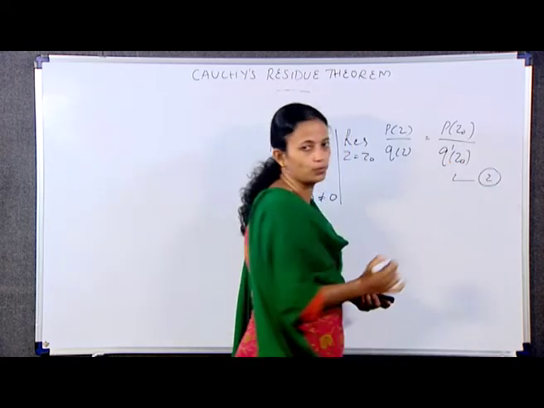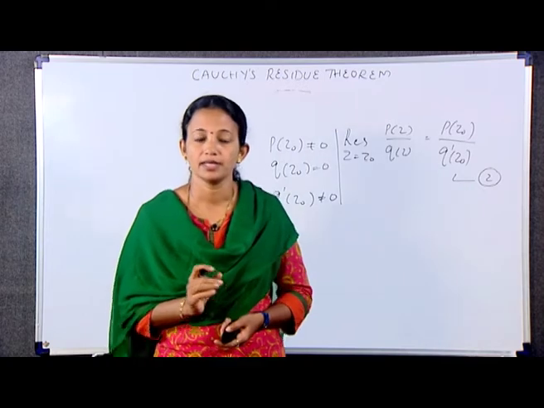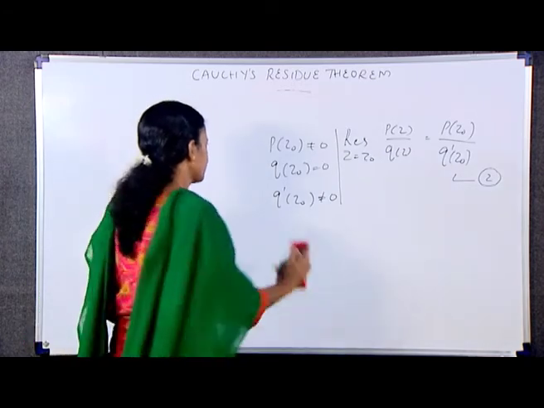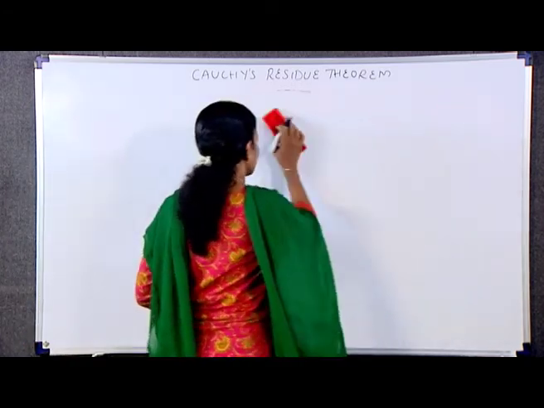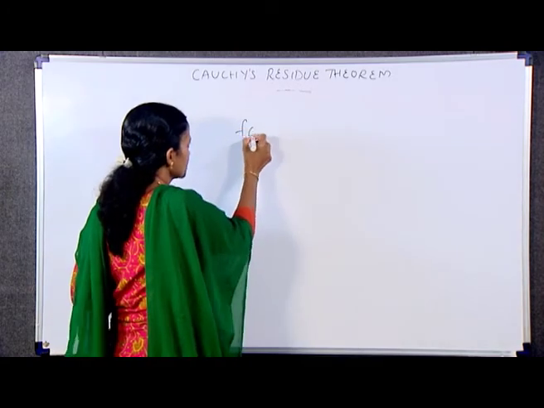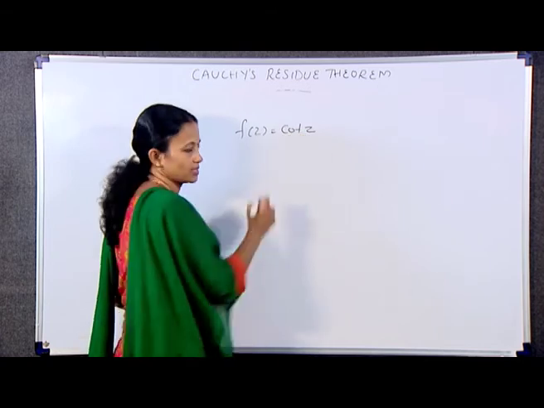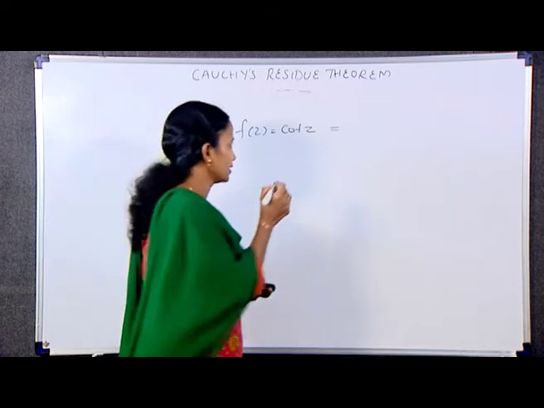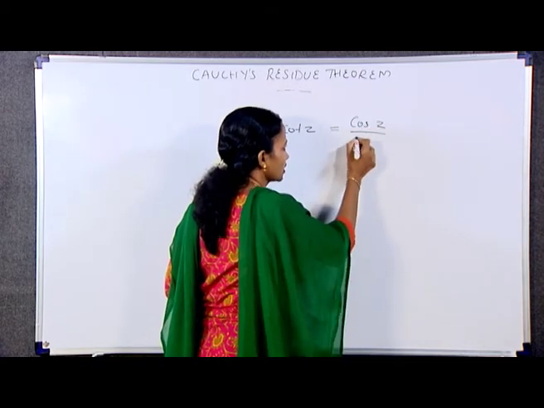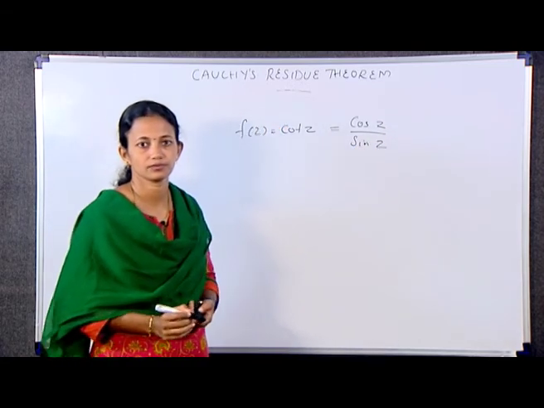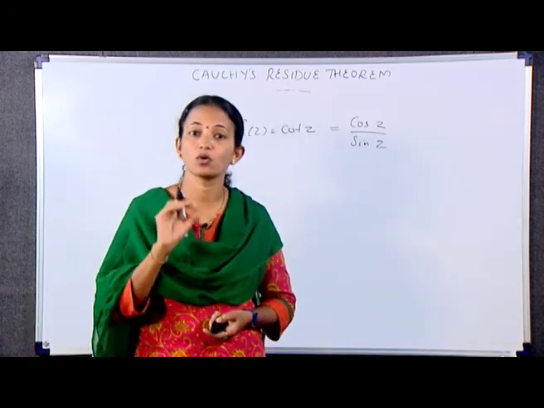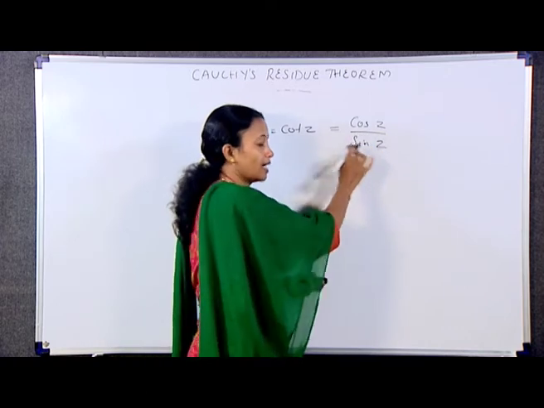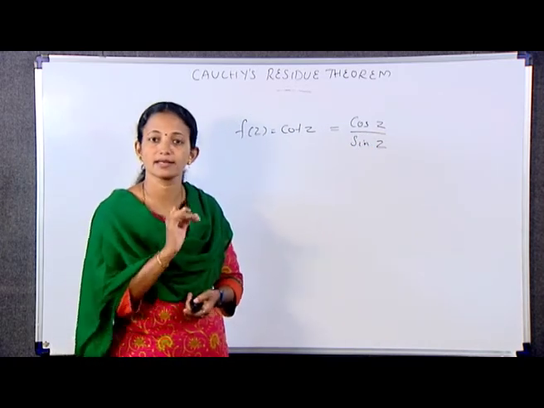Question number 2. Example. In this example, we have to find the poles and the residues of the function cot z. Here our function f of z is equal to cot z. We can write cot as cos by sin, that is cos z by sin z. The given function is a quotient of entire functions: p of z is equal to cos z and q of z is equal to sin z. These two are entire functions.